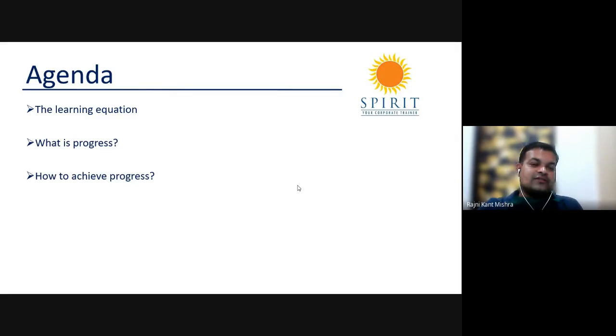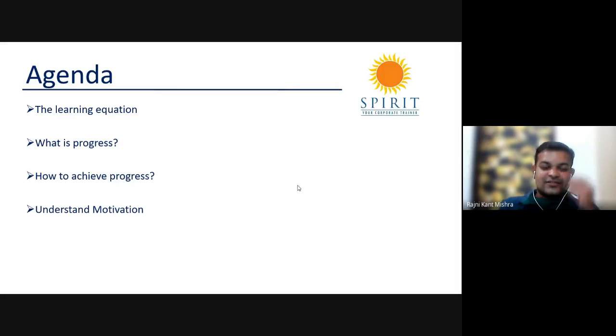Then we have to understand motivation. This is one of the best things that I love to discuss. All of us talk about motivating students and things like that. But do we really have a clear understanding of motivation? What is it that actually motivates people? And what can we do to ensure that our students are motivated? That is something we'll discuss in today's session.